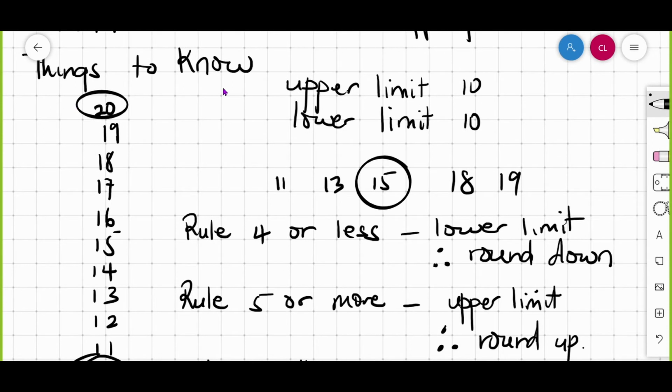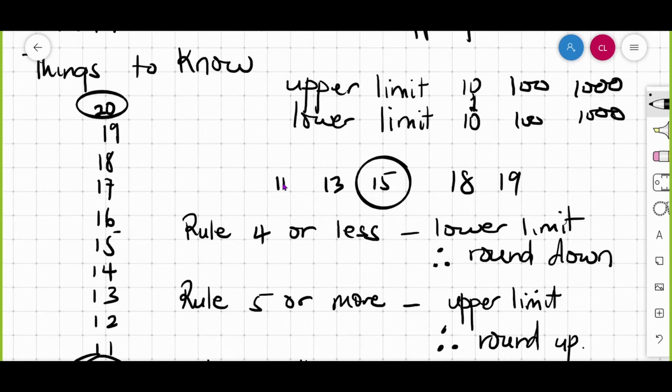So there are some things that we need to know. In rounding, you need to know that there's an upper limit and a lower limit. Okay, an upper boundary and a lower boundary. If we're going to round to 10, there will be an upper 10 and a lower 10. And if you're rounding for hundreds, there'll be an upper 100 and a lower 100. And if you're rounding for thousands, an upper 1,000 and a lower 1,000. So there's a band.